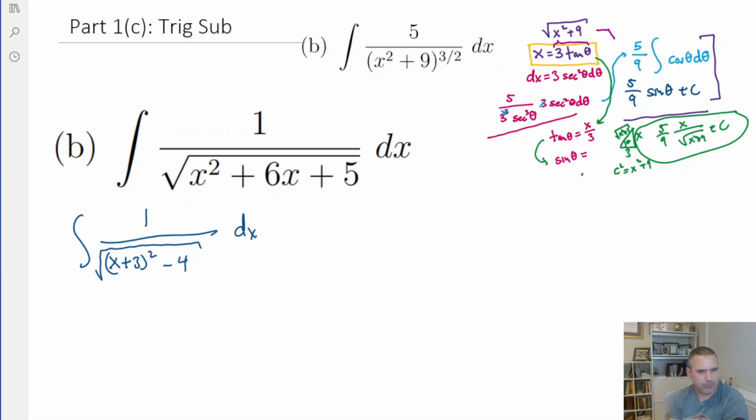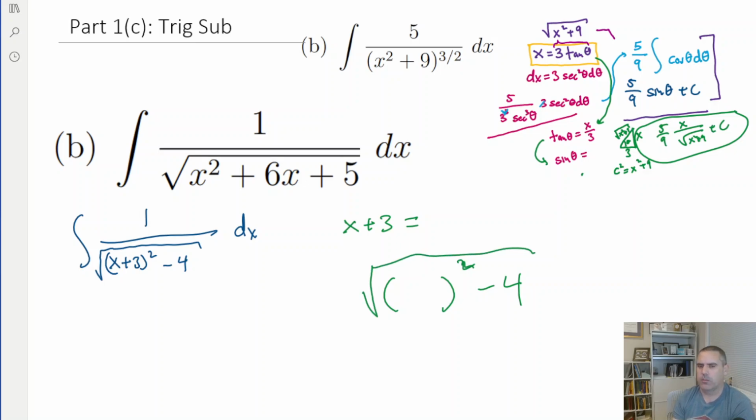Now you can do this in 2 steps, do a substitution for x plus 3. But I just like to go straight for it. X plus 3 I'm going to replace with what? I'm going to replace with the thing that would do blah minus 4 and get rid of the square root. So which identity looks like that? It's not sine because sine has 1 minus sine squared equals cosine squared. And that's not quite the same. So which one is it?